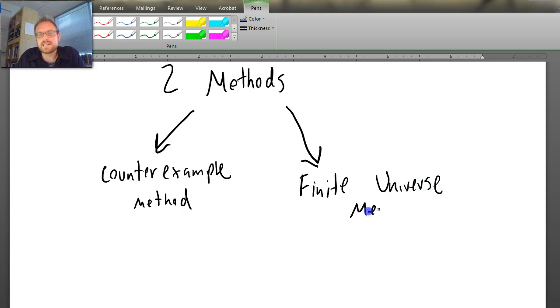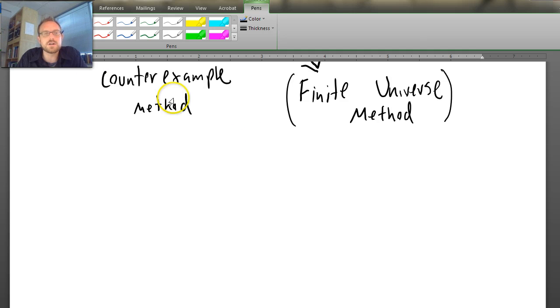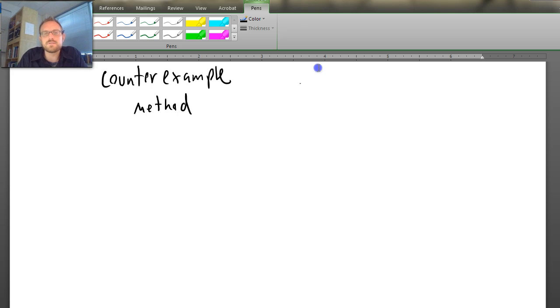And I'm not going to try to explain that yet. I want to go over the counterexample method. But these are the two methods we're going to be taking a look at today. You'll see that neither one of them makes it very easy, actually. The finite universe method ultimately is the best method. It's better than the counterexample method, I think. But neither one of these is easy. So let's just talk about the counterexample method to start with. And we can ignore the finite universe method for now.